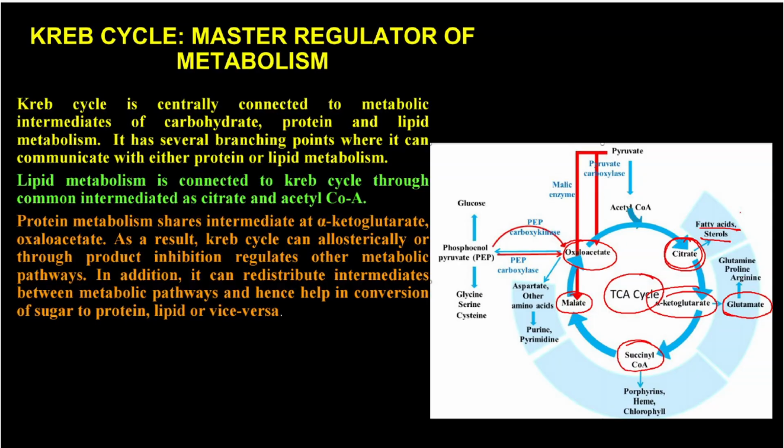Okay. In addition, it can redistribute intermediates between metabolic pathways and hence help in the conversion of sugar to proteins, lipids, or vice versa. So intermediates of the Krebs cycle are involved in many other processes also, in many anabolic reactions also. That is why the Krebs cycle is the master regulator of metabolism.